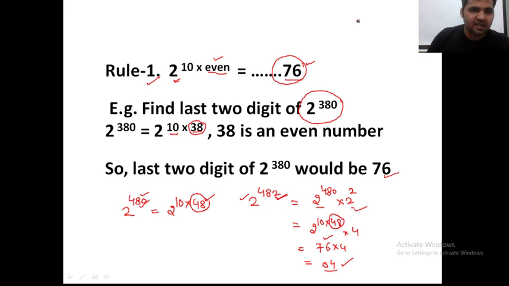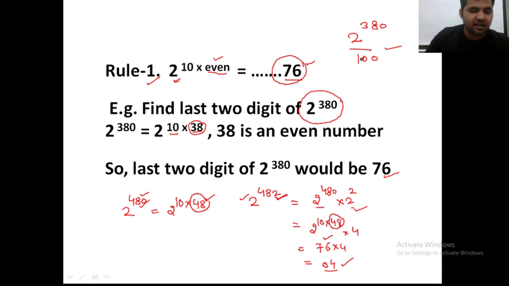You can also use the Euler remainder theorem, or the remainder theorem, to find the last two digits. Just divide the number by 100 and find the remainder. So if you find the remainder by dividing 2 raised to power 380 by 100, the last two digits will be the same as the remainder.